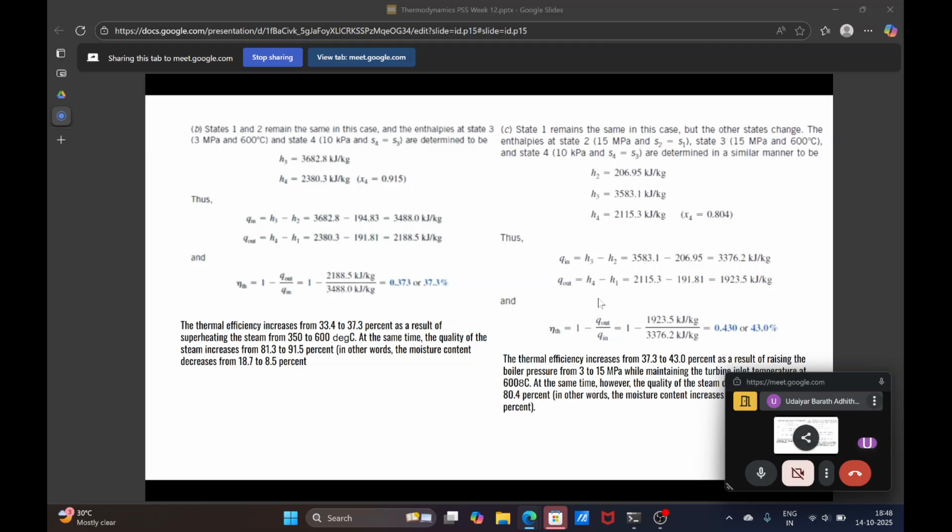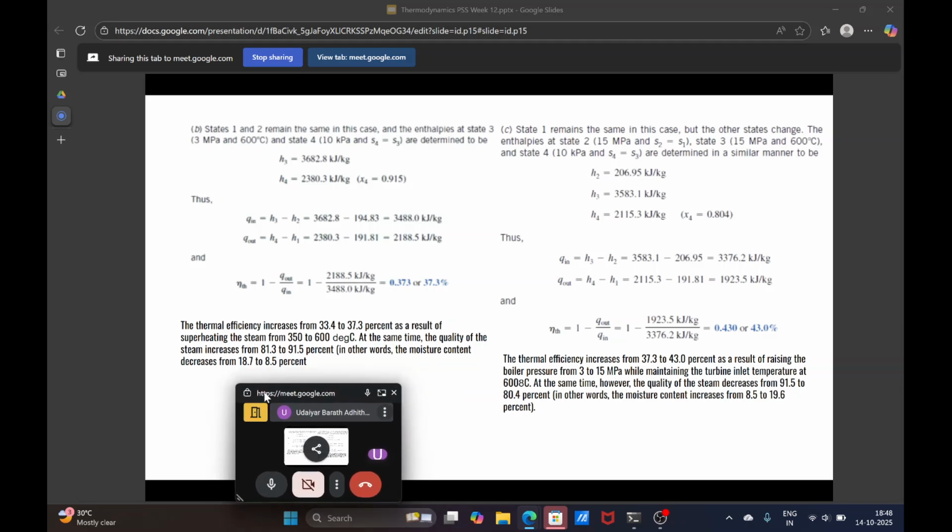Now for this case, if you evaluate the efficiency, the heat input is 3376.2 kilojoule per kg, and the heat out is H4 minus H1, which is 1923.5 kilojoule per kg. So the thermal efficiency is 1 minus Q out by Q in, which comes out to be 43%. So what we can observe here is that increasing the condenser pressure increases your efficiency, but the drawback is that steam quality decreases. So that is one thing to be careful of.